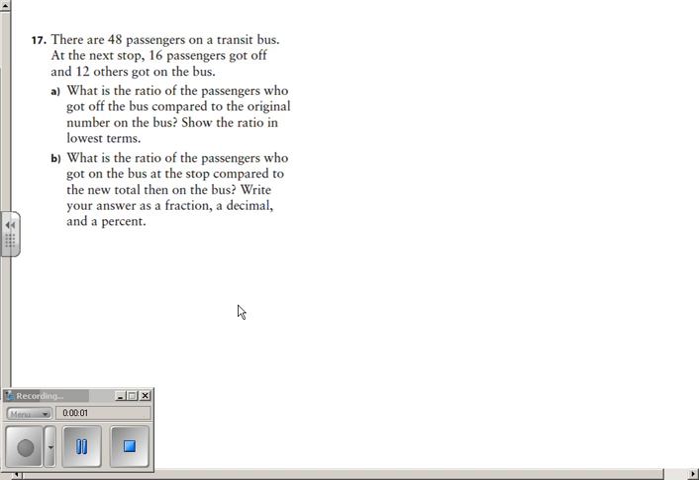Question number 17. There are 48 passengers on a transit bus. At the next stop, 16 passengers got off and 12 others got on. This sounds like one of those big riddles that you have to solve, but it's actually not.